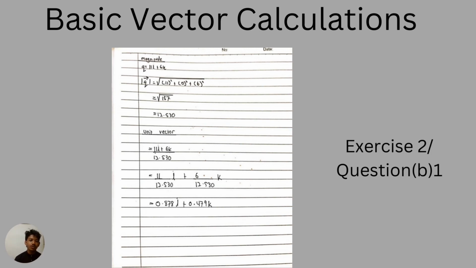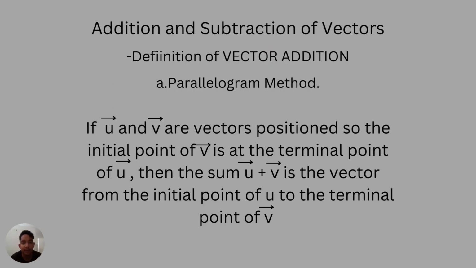Unit vector equals to 11i plus 6k divided by 12.530, equals to 11 divided by 12.530 i plus 6 divided by 12.530 k, equals to 0.878i plus 0.479k.